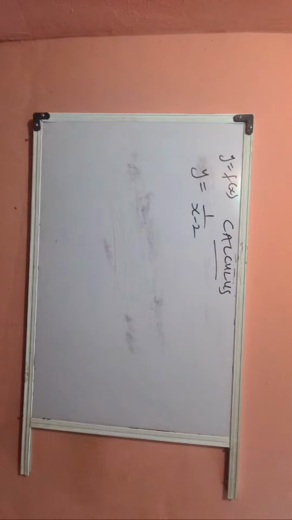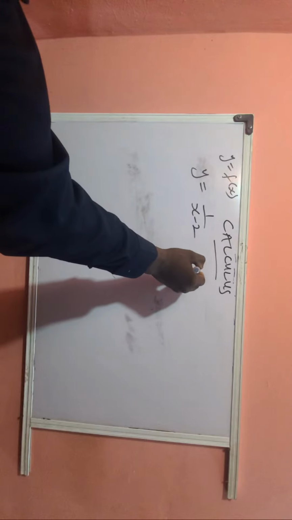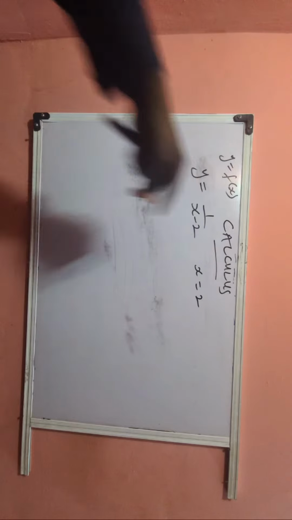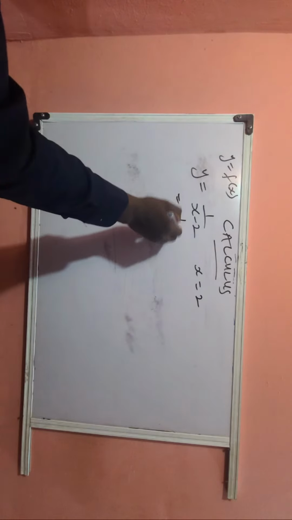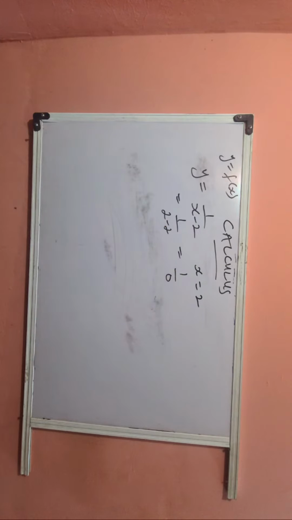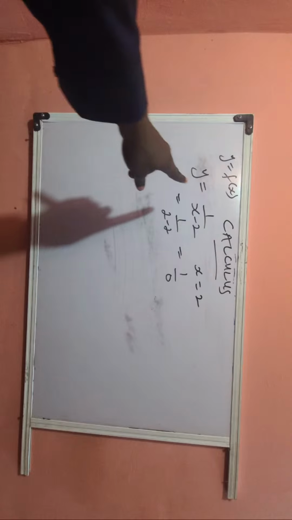If you ask me to tell you where this function will be undefined, I'll tell you that this function will always be undefined if x is equal to 2. Because if x equals 2, that means I'll be having 1 over 2 minus 2. That will be 1 over 0, which makes this function clearly undefined. So if you ask me to tell you the domain of this particular function, I would say the domain is every real number of x, every real number will work.